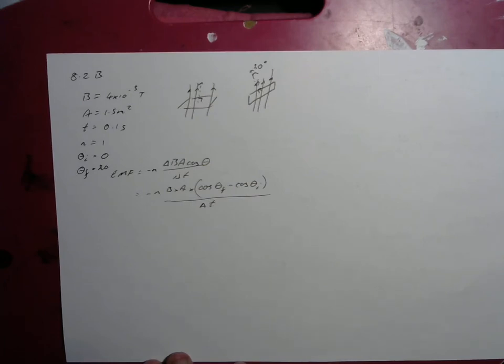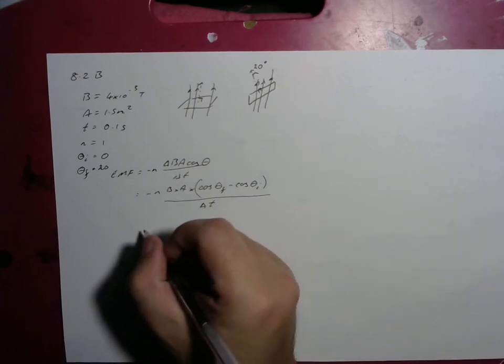Remember, flux is this, and that's why I don't like the name for it, because to me flux means movement, but flux is just a static thing. It's the amount of field going through the area, and you've got to take the angle. So you can work out the change without a problem.